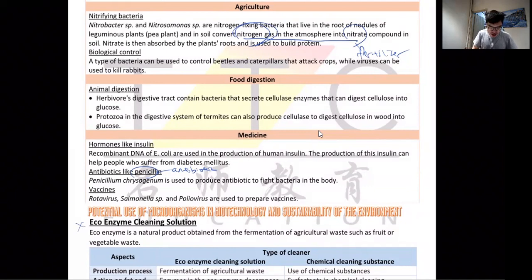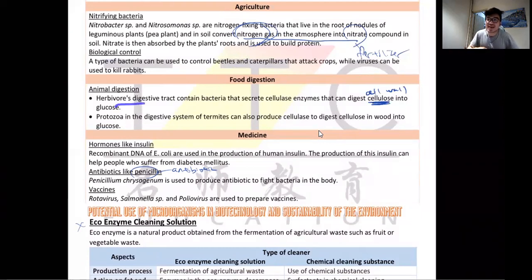All right, so animal digestion. Herbivores' digestive tract, which is your cows. Cows can digest cellulose. What is cellulose? Cellulose is cell wall. Can we digest cell wall? No, we can't. Whatever veggie or plant you eat, you're going to pass them out as fiber. Cellulose is our fiber. We cannot digest fiber, but cows can.